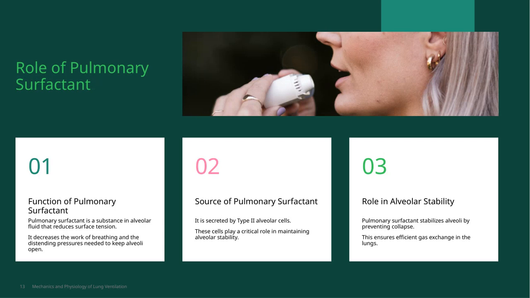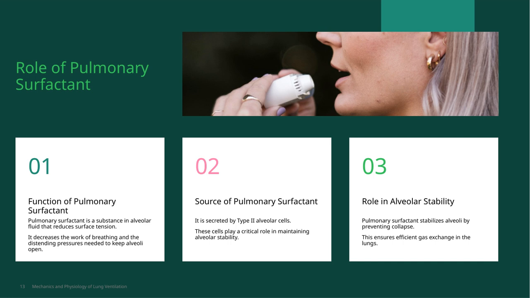Now, let's talk about the function of pulmonary surfactant. Pulmonary surfactant is a crucial substance found in the alveolar fluid, and its primary role is to reduce surface tension. By doing so, it decreases the effort required to breathe and lowers the pressures needed to keep the alveoli open. This is essential because, without surfactant, the alveoli would tend to collapse, especially during exhalation.